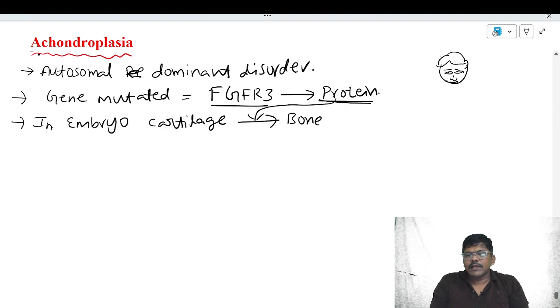They cannot grow more than 4.2 feet. If it is a male, height is up to 4.2 feet. If it is a female, the height is up to 4.1 feet. See, one hand is very short, the other hand is very short. The body is normal, but the legs are again short.